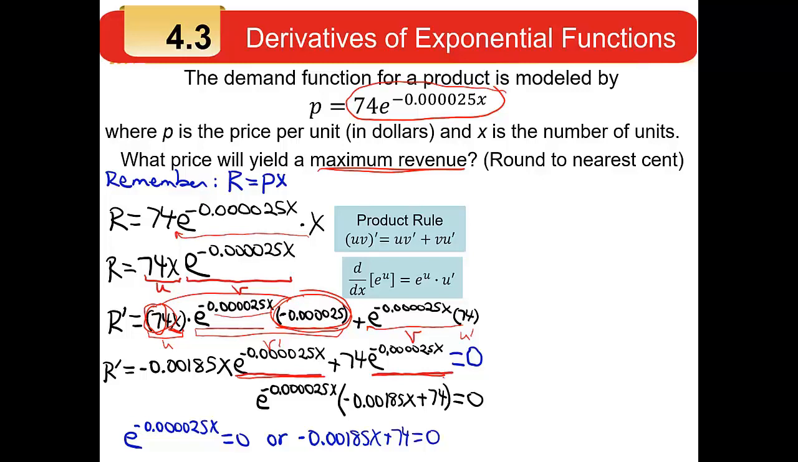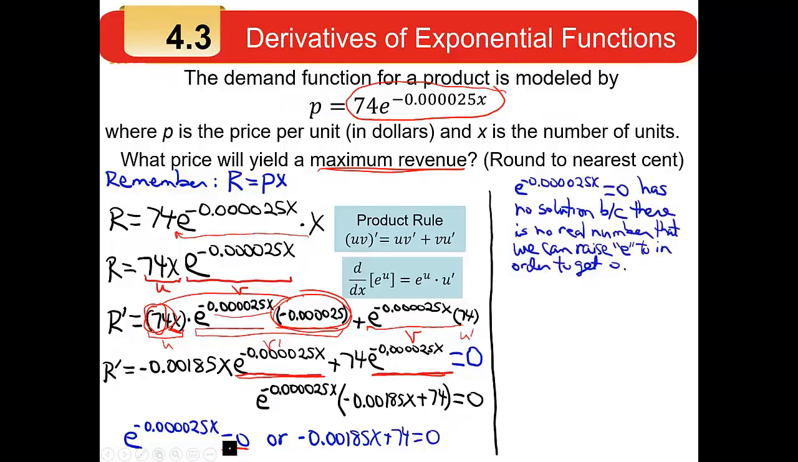Now if you try to set the first factor equal to 0, think about it a minute. E is a number. It's about 2.71828 raised to a power. How can you take a positive number that's a little bit less than 3, raise it to a power, and ever hope to come up with an answer equal to 0? And the answer is you can't. You can't take a positive number to any power and ever get 0. So there aren't going to be any critical numbers coming out of that, because there's no real number that I can raise e to and ever get a 0.